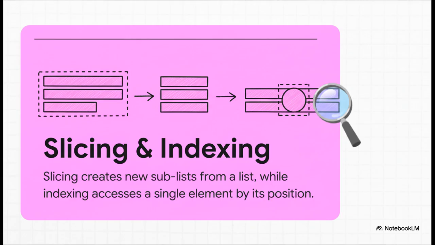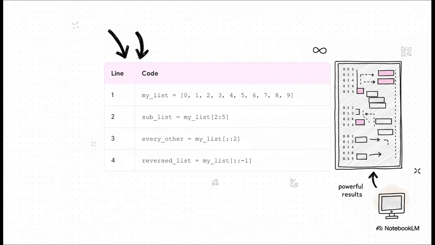Indexing, on the other hand, is more like a laser pointer. It just pinpoints one single item. So here's the code we'll be playing with. It's just a simple list of numbers 0 through 9. Now look closely at lines 2, 3, and 4. We're using that start, stop, and step format. And by leaving parts of it blank, we can do some pretty cool things, like grab a subsection or skip elements, or even reverse the entire list. Let's see what happens when we actually run this.